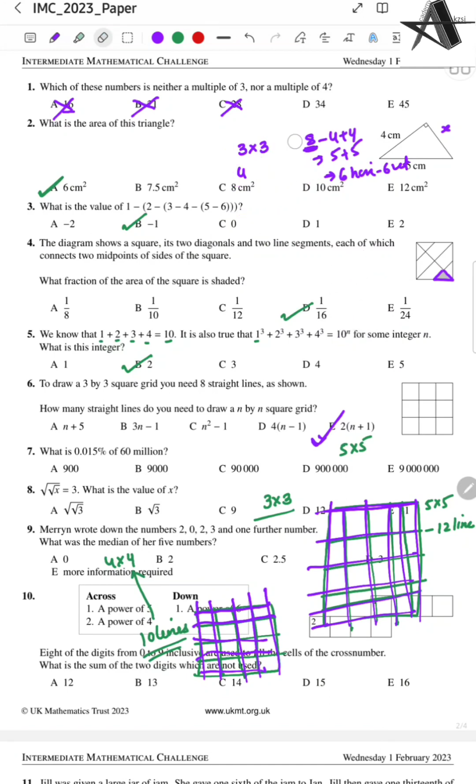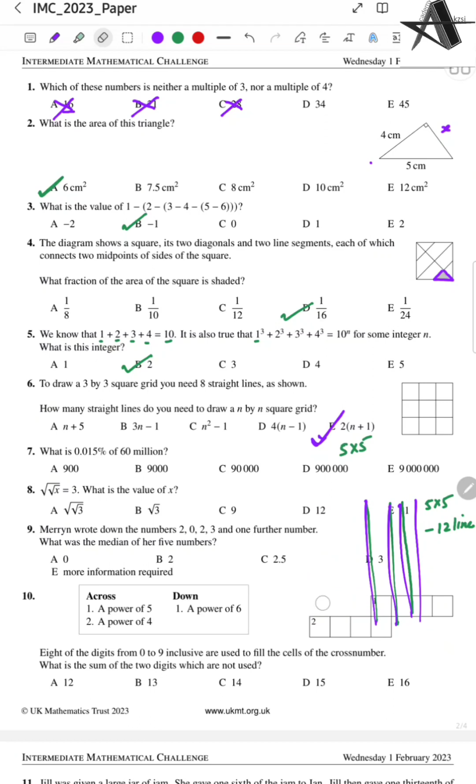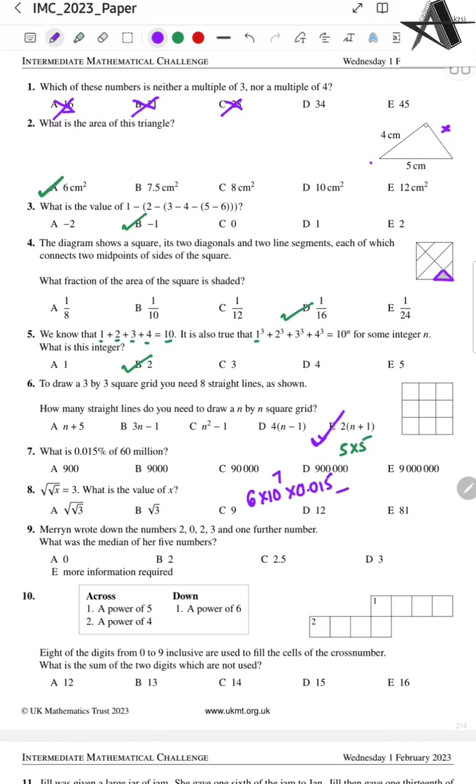Now moving on to the next one. It says, what is 0.15% of 60 million? So how many zeros are in 60 million? There are 7 zeros. So I need to find 0.15% of it. So it would be 6 into 10 to the power of 7 into 0.15 over 100. This is how we can calculate a percentage.